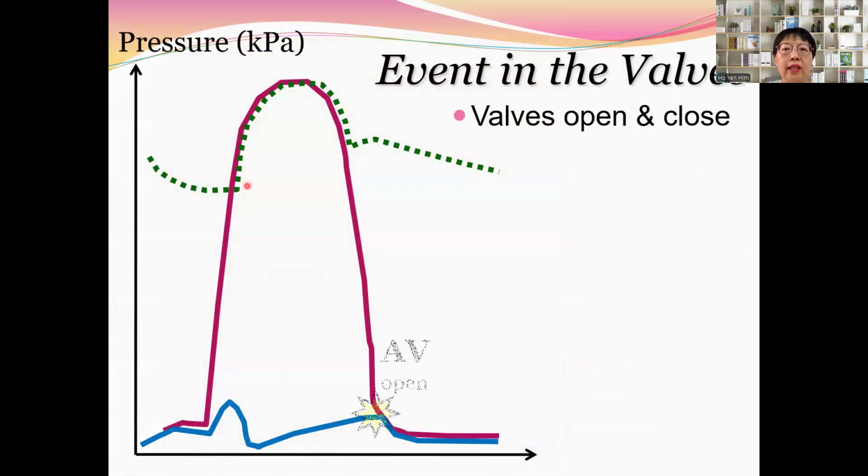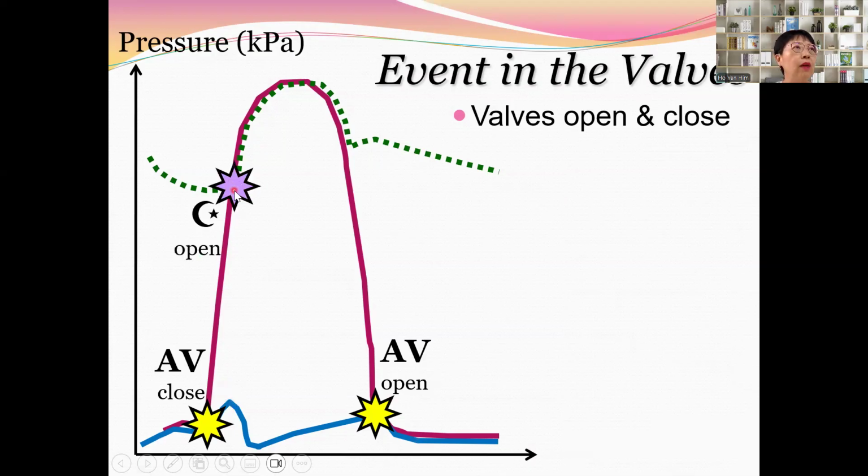Okay, so what does this graph show you? It shows you what happens to the valves during a cardiac cycle. So you see, when the AV valve opens at this point, the pressure on both sides of the valve becomes the same. When the AV valve closes, from this point onward, the pressure on both sides of the valve becomes different.